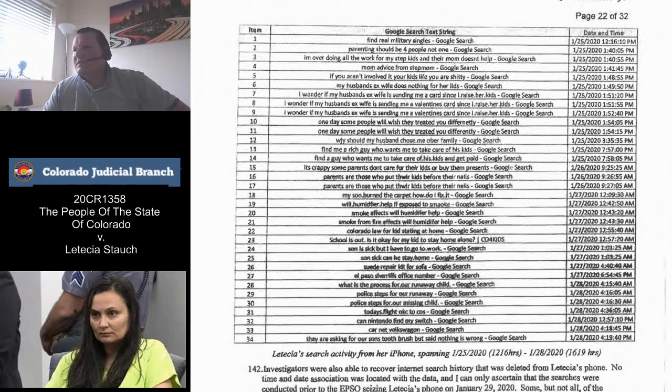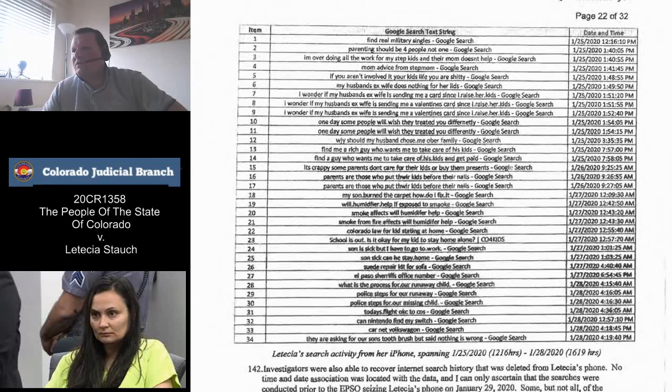Okay, so I'll just go through the searches. They start from the 25th, they progressively go up to the 28th. So from the 25th of January, sort of from 12 p.m. up to 8 p.m.: Find real military singles. Parenting should be 4 people, not 1. So these are the actual search text strings that she's put into the Google search box. I'm overdoing all the work for my stepkids and their mum doesn't help. Mum advice from stepmum. If you aren't involved in your kid's life, you are shitty. My husband's ex-wife does nothing for her kids. I wonder if my husband's ex-wife is sending me a card since I raised her kids.